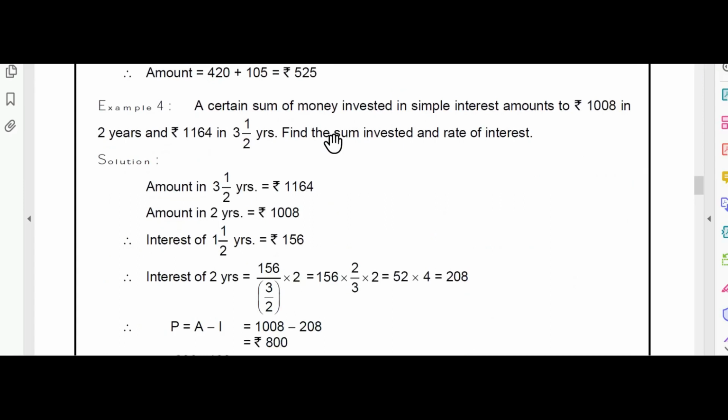A certain sum of money invested at simple interest amounts to 1008 in 2 years and 1164 in 3.5 years. Find the sum invested and the rate of interest. Okay, here again, let me explain you this. I will do it this way.